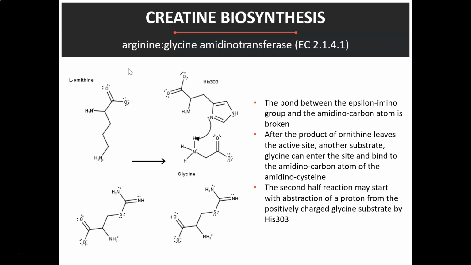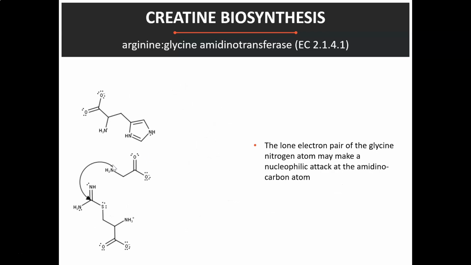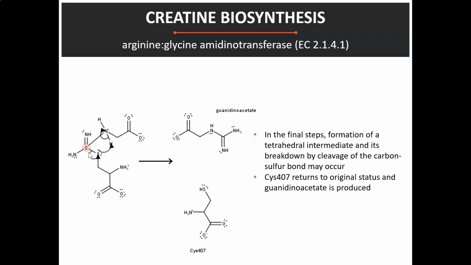L-ornithine then leaves the active site of the enzyme, permitting the entrance of glycine, which then undergoes deprotonation by the histidine 303 residue. This leads to a lone pair of electrons on the nitrogen atom of glycine, facilitating a nucleophilic attack on the amidino carbon atom of the cysteine 407 residue. In the last steps catalyzed by this enzyme, the amidino group is transferred to the glycine and in turn is removed from cysteine 407, thus forming guanidino acetate and restoring cysteine 407.